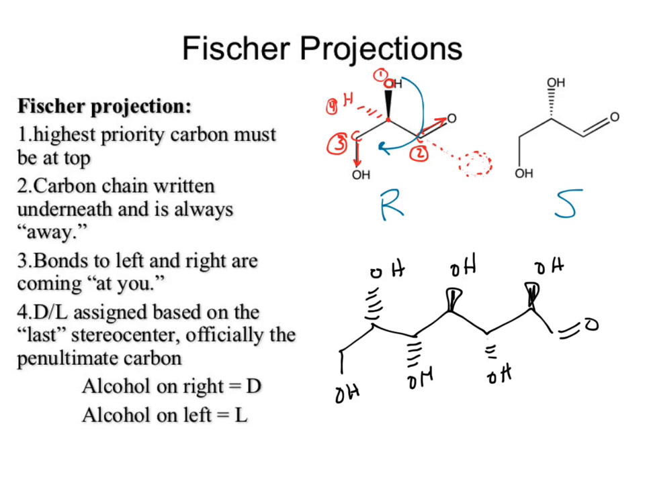And then we can assign D and L. We end up skipping R and S. If your alcohol is on the right, it is D. If your alcohol is on the left, it is L. What do we mean?